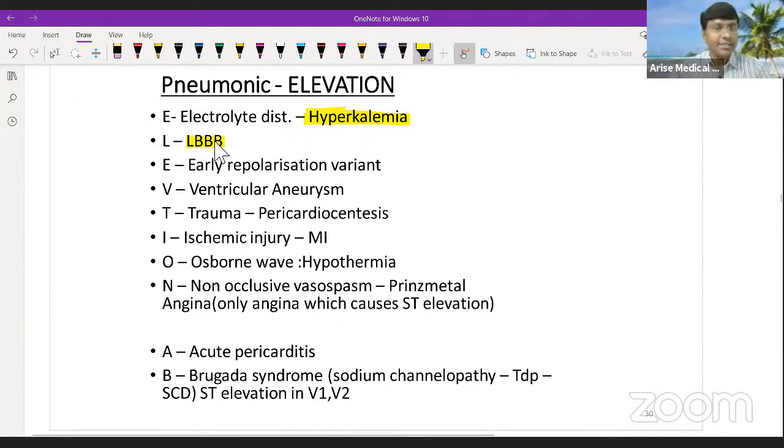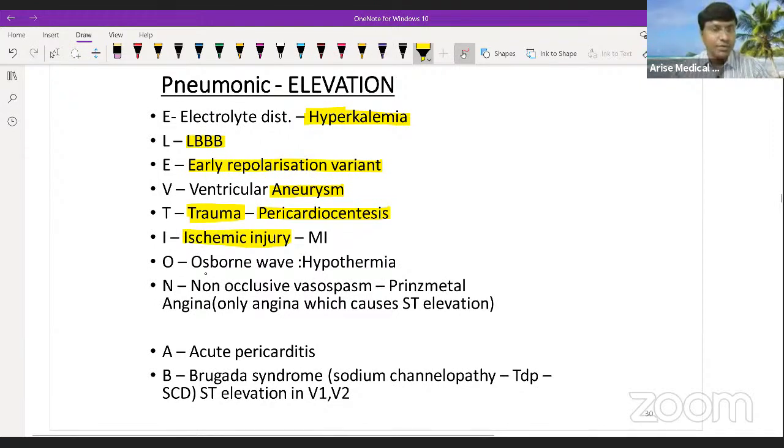The word L is your left bundle branch block. The word E is your early repolarization variant. And the word V is your ventricular aneurysm. And the word T is your trauma, actually. And what particular trauma? That is pericardiocentesis. The word I is your ischemic injury, that is MI.